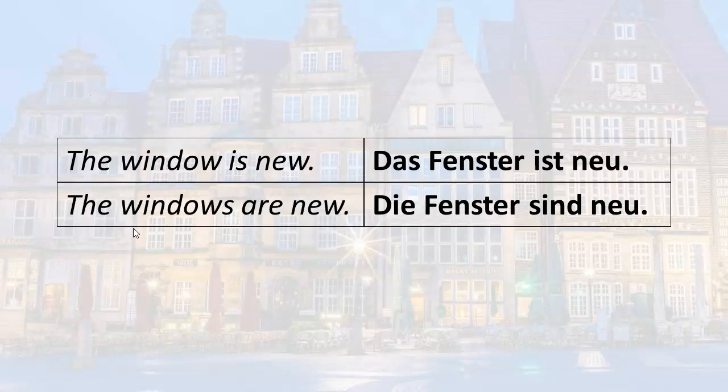Okay, so compare. Das Fenster ist neu. Die Fenster sind neu. Notice Fenster is the same, singular and plural. The article tells you that it's plural, die Fenster, and also the form of the verb tells you that it's plural. So, die Fenster sind neu. Das Fenster ist neu. Die Fenster sind neu.